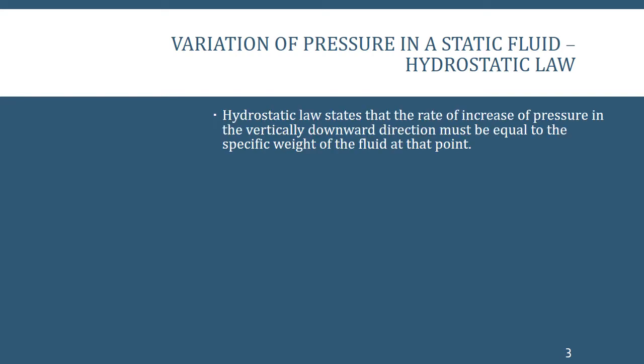So, hydrostatic law states that the rate of increase of pressure in the vertically downward direction must be equal to the specific weight of the fluid at that point. That is, this is actually giving us a relationship between rate of increase of pressure in the vertically downward direction and the specific weight, which we know is equal to density into g, or weight divided by volume.